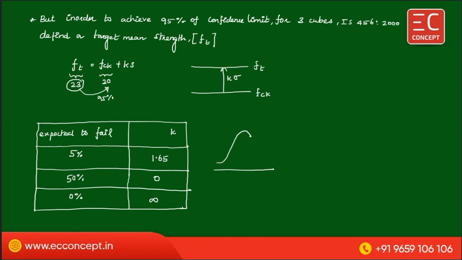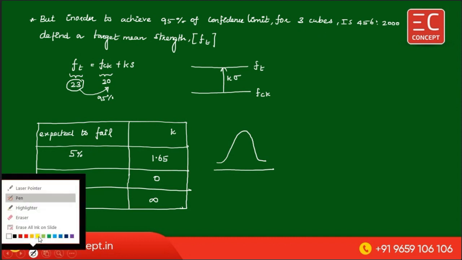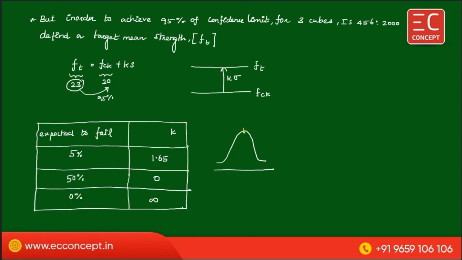For 5% of test results, if we take this case, this is the mean value, and 5% of test results can be allowed, and this is the 5% of test results. This is the K value, 1.65 for 5%. These two 5% results can be allowed, and the remaining strengths will lie in between, in this bell shape.